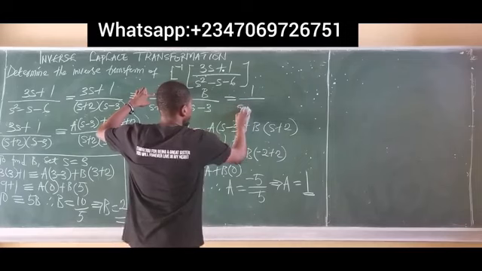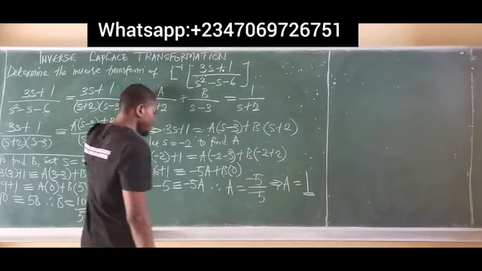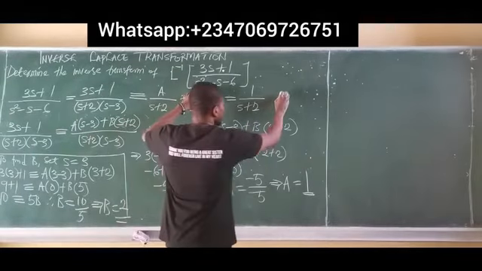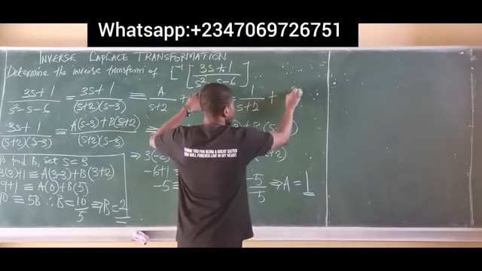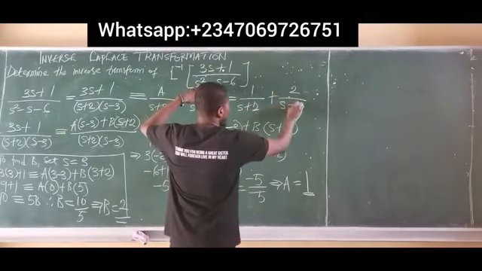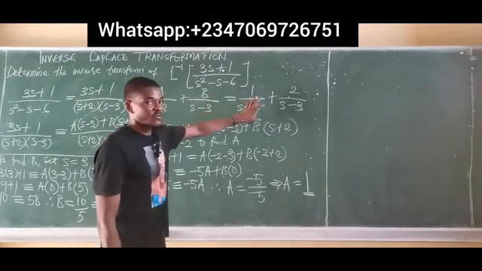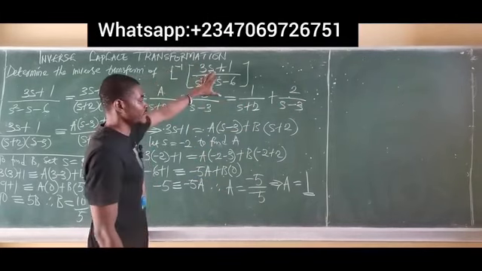1 all over s plus 2. Then b is 2. So you have this to be what? 2. This is plus 2 all over s minus 3. So we have been able to break this compound fraction into two simple fractions. We can now find the Laplace inverse.